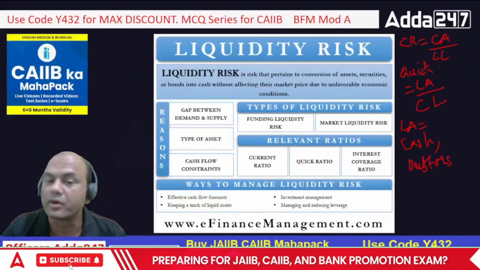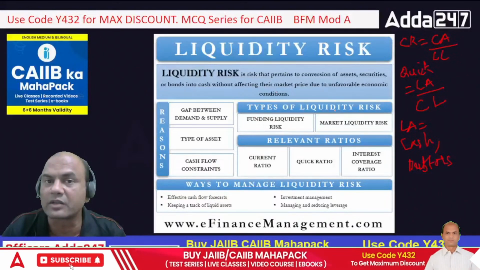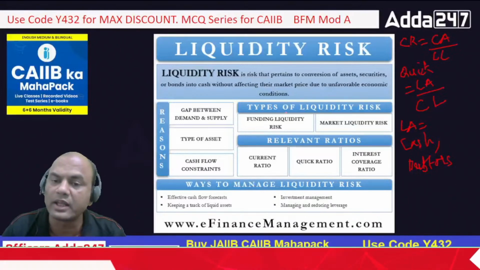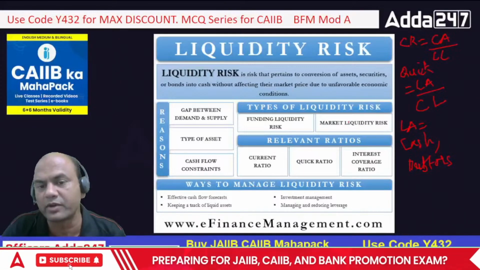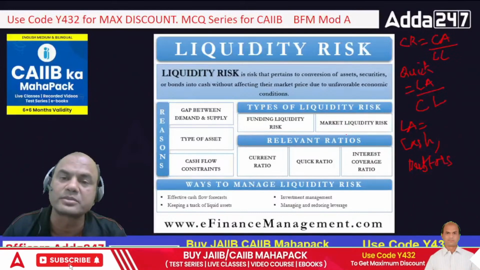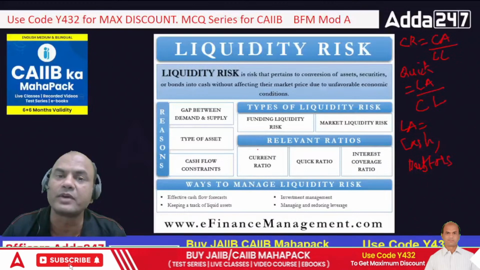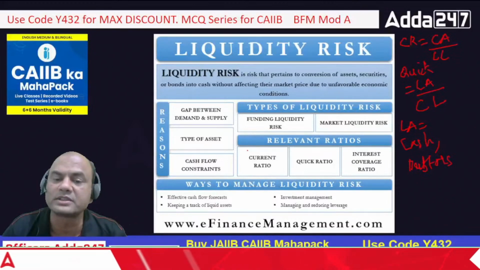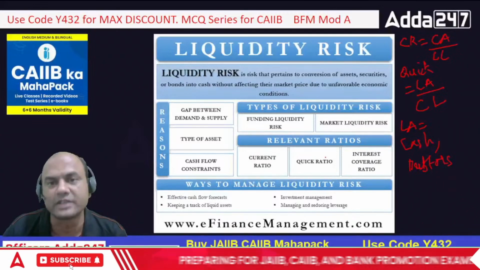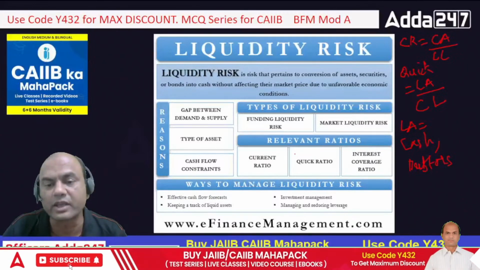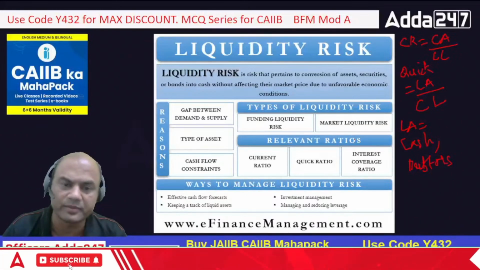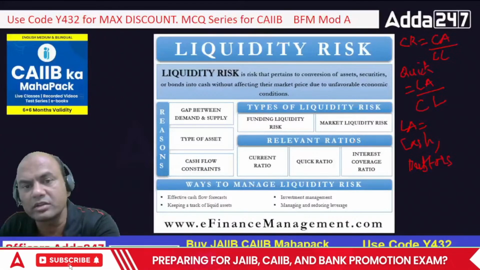So importantly, you got this. Types of liquidity risk are what? Okay, answer me now. Types of liquidity risk are two: funding and market. Got it? Everyone. What are the relevant ratios for liquidity risk? Managing this. Give me fast. Type fast. It is current ratio. Second, correct, quick ratio. Third, ICR, interest coverage ratio. Right? Got it? Move on.